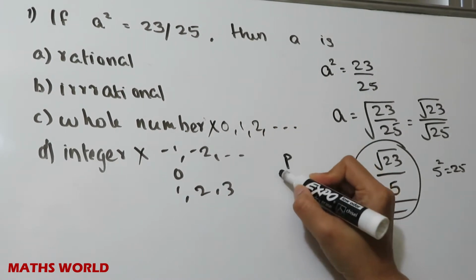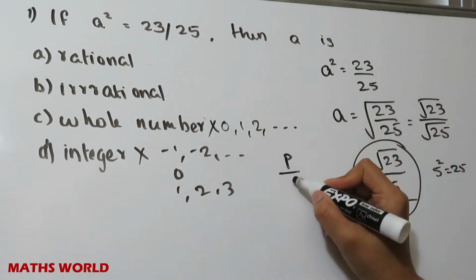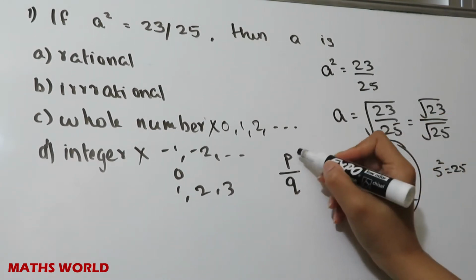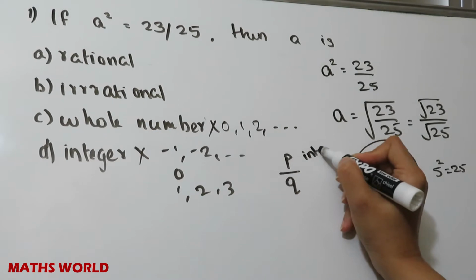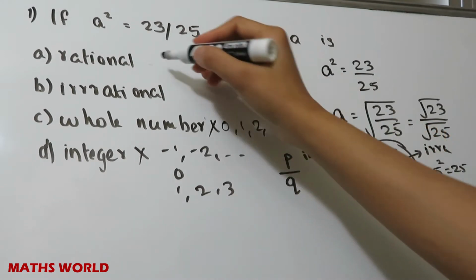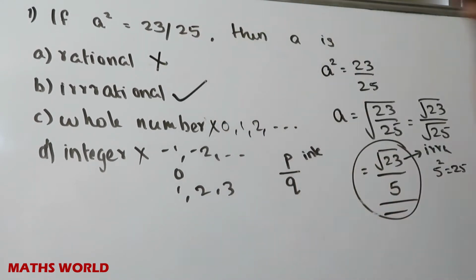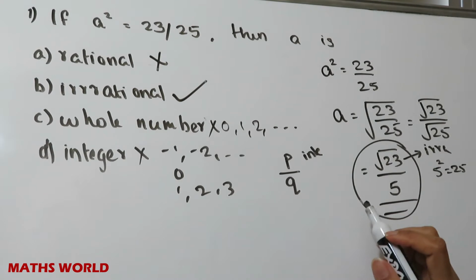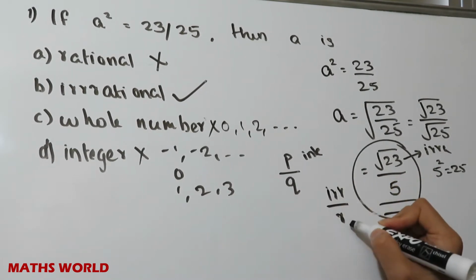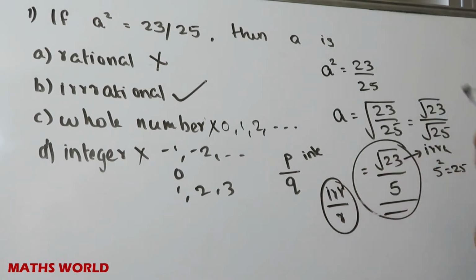A rational number is a number that can be written in the form p by q, and the condition is p and q should be integers. Here root 23 is not an integer, it is an irrational number. So this is not a rational number, this is an irrational number. The correct answer is irrational, option B. Also, an irrational number divided by a rational number gives an irrational number. Option B is the correct answer.